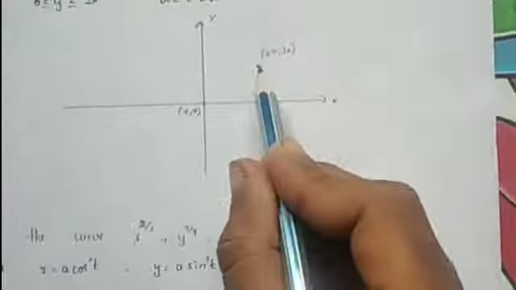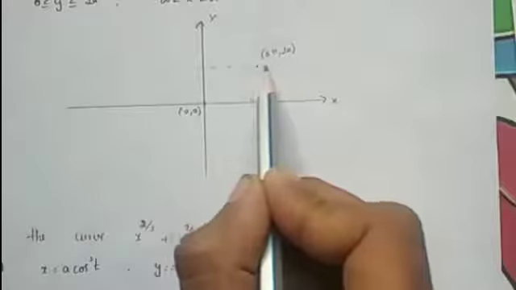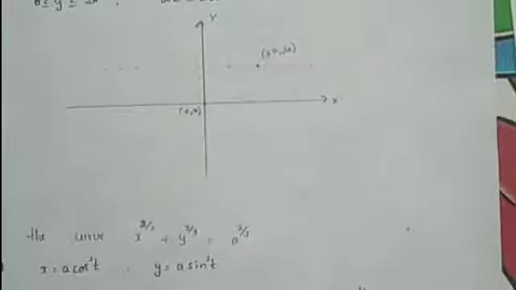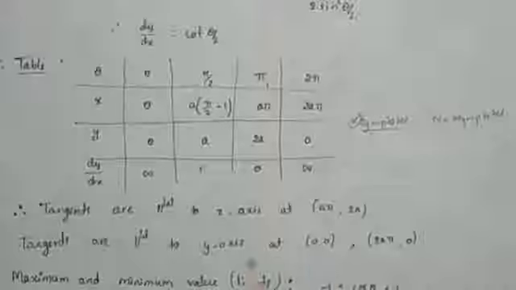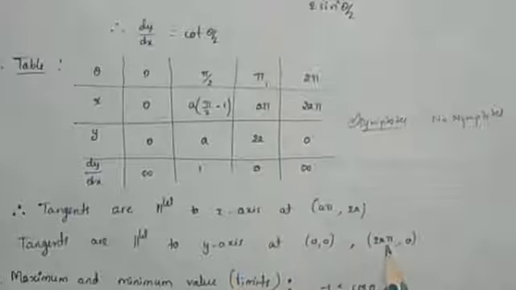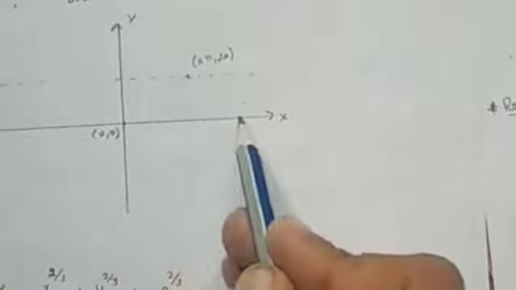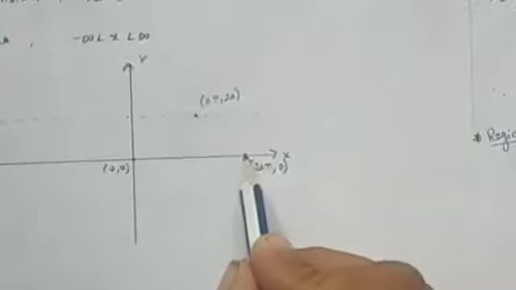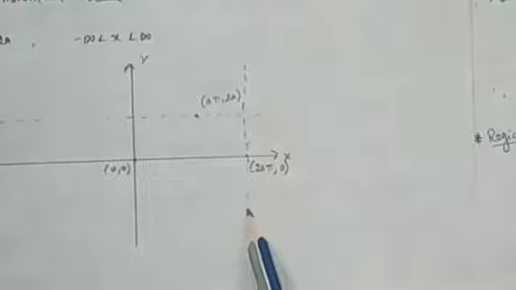At this point the tangents are parallel to the x axis. And at (0, 0) the tangents are parallel to the y axis, and at (2aπ, 0) the tangents are also parallel to the y axis. This point is (2aπ, 0). At this point the tangents are parallel to the y axis.